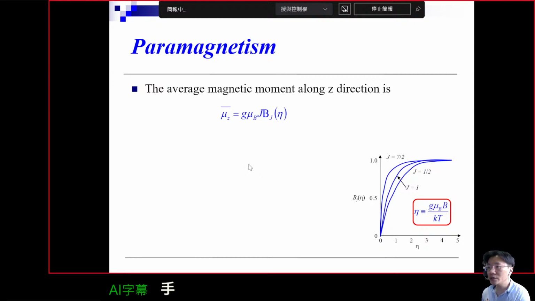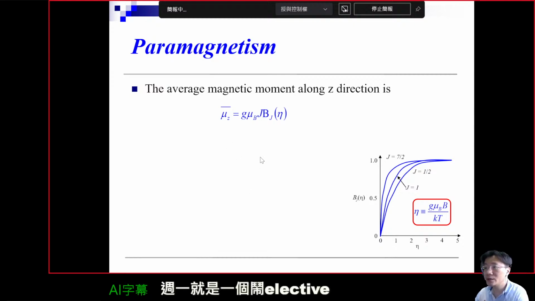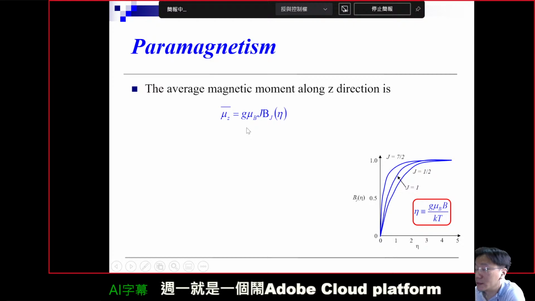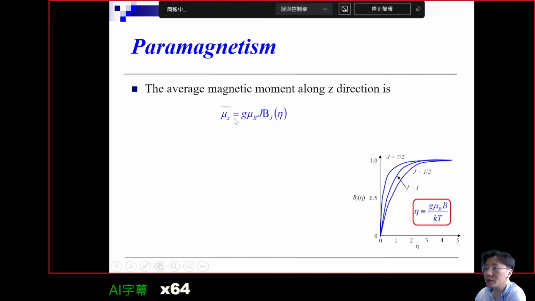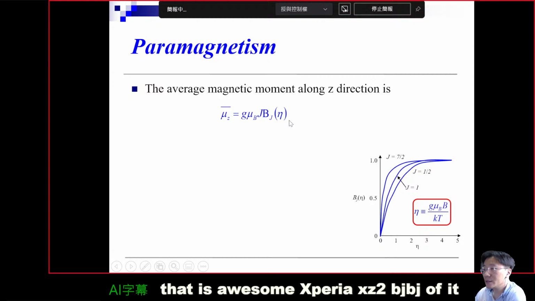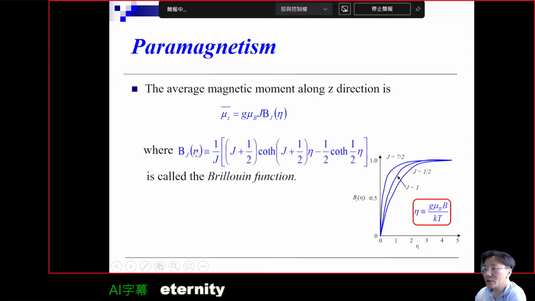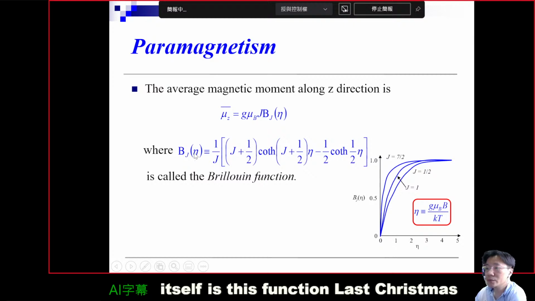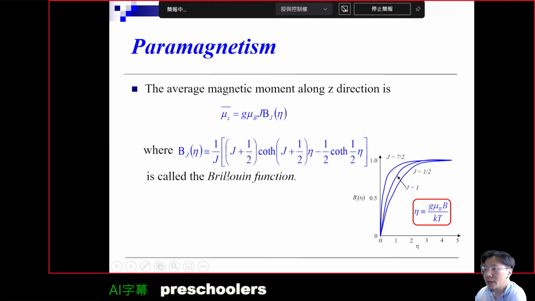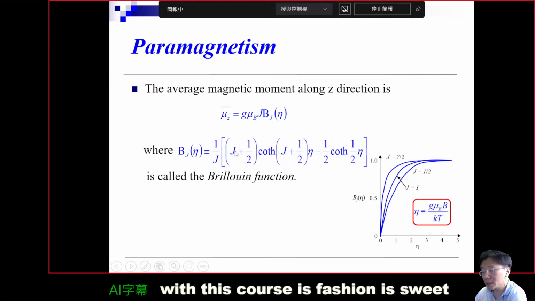So we just ignore a lot of the derivation from statistical thermodynamics. I just give you the result. The average magnetic moment is equal to g mu_B J B_J of eta. Here B_J of eta is a function that correlates with the J value. B_J of eta is equal to this form, which is called the Brillouin function, and this function is the J-dependent equation.